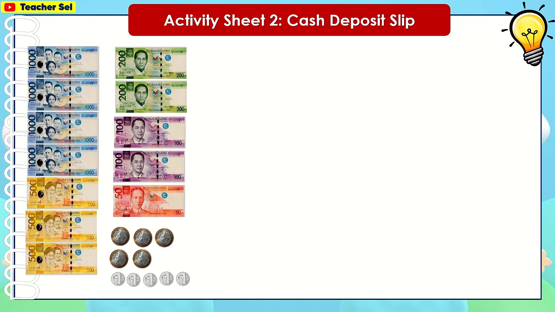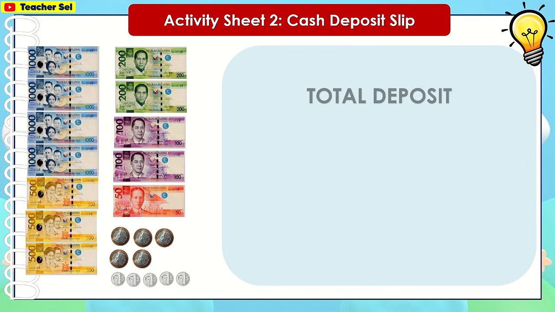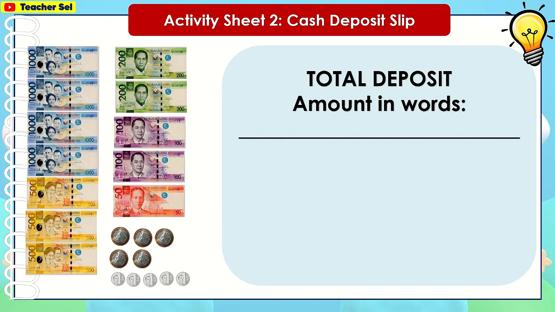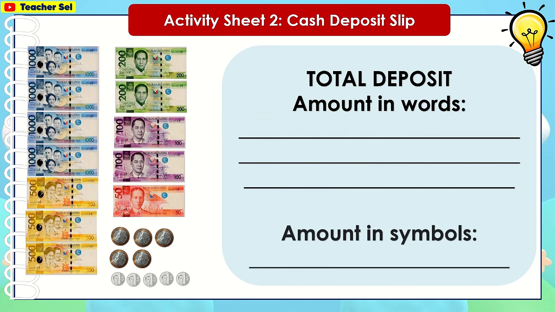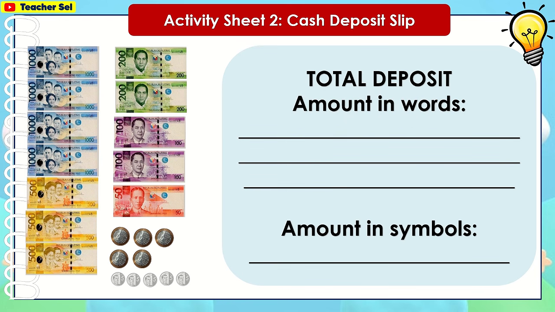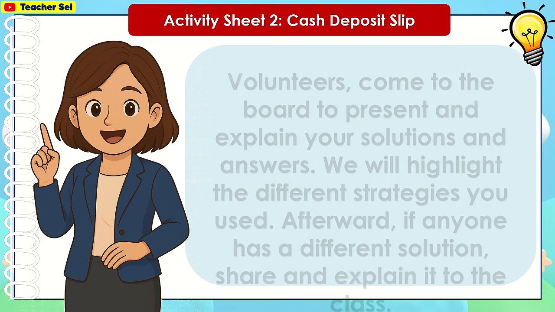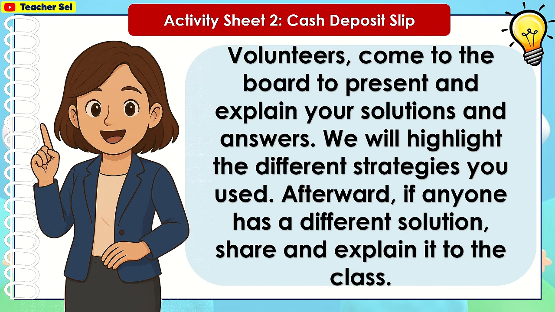Let's have activity sheet 2, cash deposit slip. Total deposit, amount in words. And write also the amount in symbols. Volunteers, come to the board to present and explain your solutions and answers. We will highlight the different strategies you used. Afterward, if anyone has a different solution, share and explain it to the class.